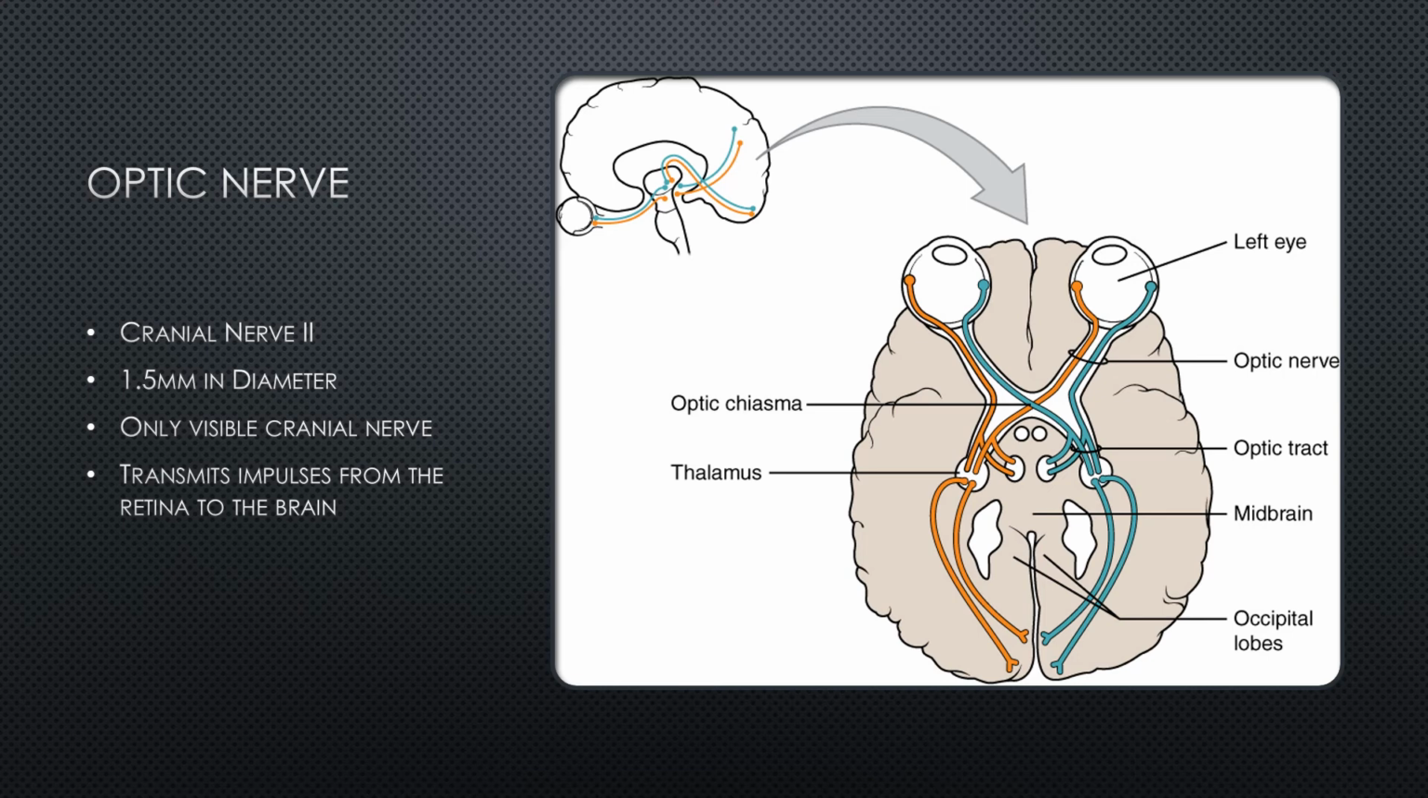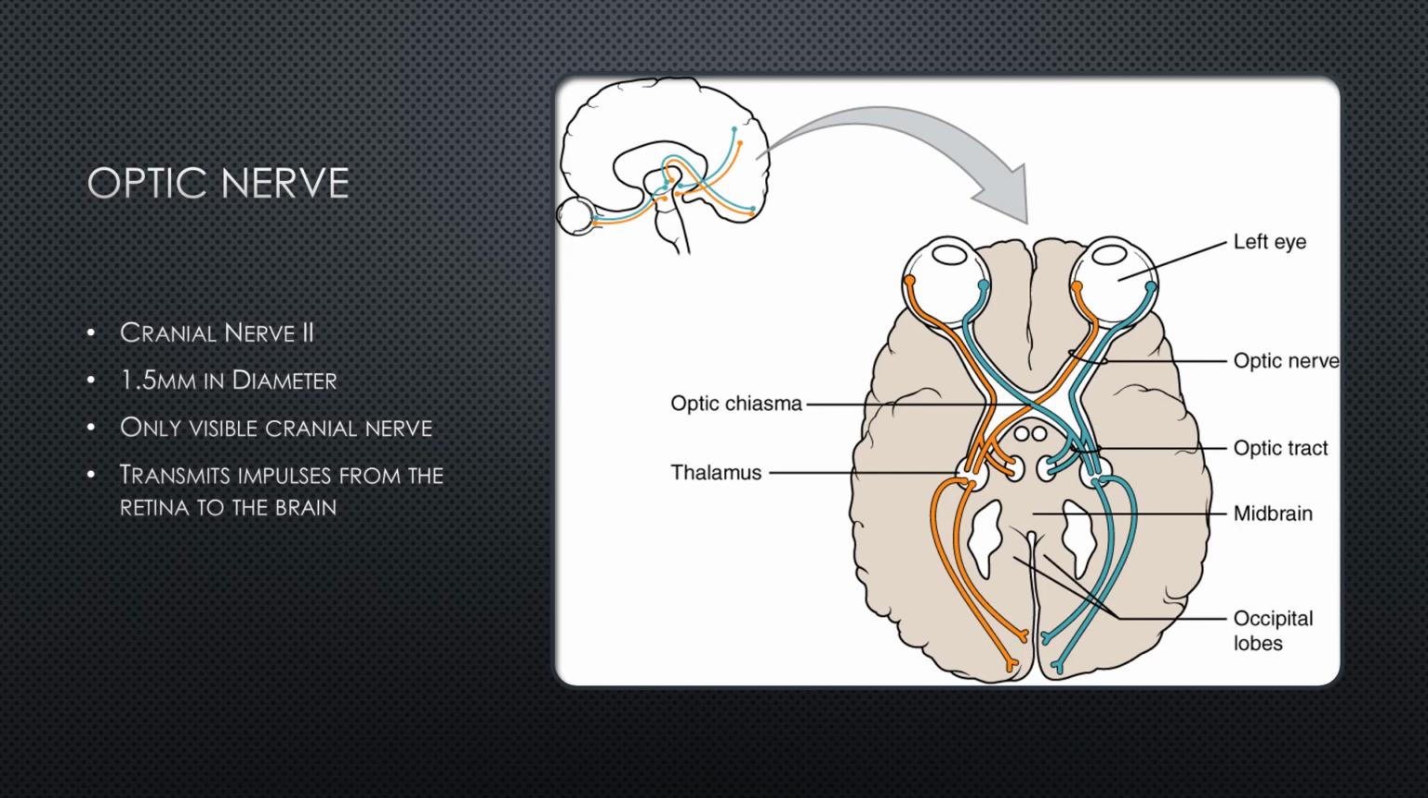The optic nerve is the second cranial nerve, cranial nerve 2. It transmits impulses from the retina to the brain. Approximately 1.5 millimeters in diameter, it contains about 1 million axons. It's about 25 to 30 millimeters in length from the eye to the point of passage through the optic foramen. It is about 4 to 10 millimeters long from the optic foramen to the optic chiasm, and it has no sensory receptors. It is the physiological blind spot.